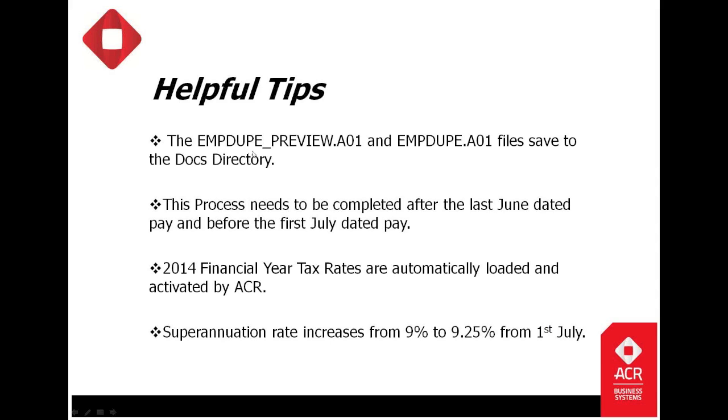As we said, the EMP dupe preview and the EMP dupe files are saved to your docs directory. Just to let you know, the 2014 financial year tax rates and HEX rates and such are all automatically loaded by ACR, so there are no additional processes involved in doing that side of it. Although we do have a reminder that the superannuation rate increases from 9% to 9.25% for your first July dated pay, so just make sure that that gets looked after before your first July dated pay.